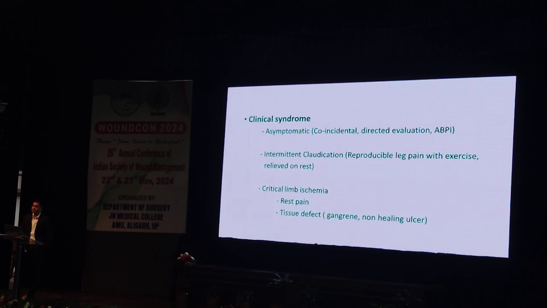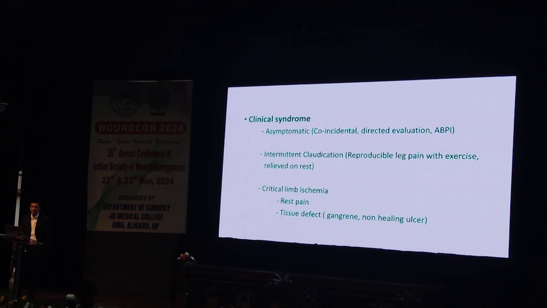The patient can be asymptomatic. That is usually a coincidental finding in our setups. The patient gets a CT abdomen done, and we find atherosclerotic disease in the aorta, and we further evaluate. Or in some clinics, there are ABPI measurements in patients with diabetes and atherosclerosis to identify latent PADs. Then there can be intermittent claudication, which is nothing but reproducible leg pain with exercise, which is relieved on rest.